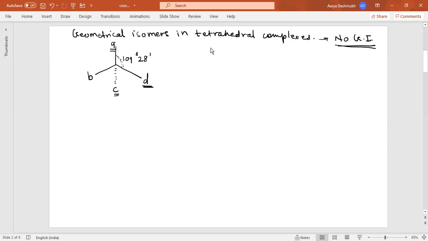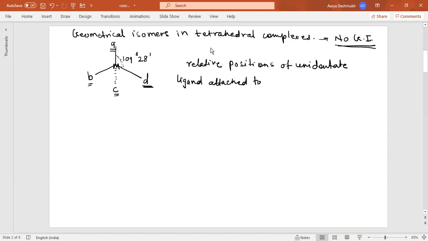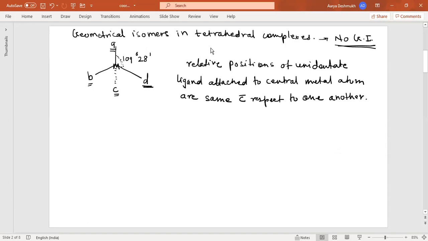Geometrical isomerism is not possible in tetrahedral complexes having unidentate ligands. All the ligands attached to this metal are unidentate, which means there is only one donor atom. Why is this so? Because the relative positions of unidentate ligands attached to the central metal atom are the same with respect to one another. That is why geometrical isomerism is not possible in tetrahedral complexes.